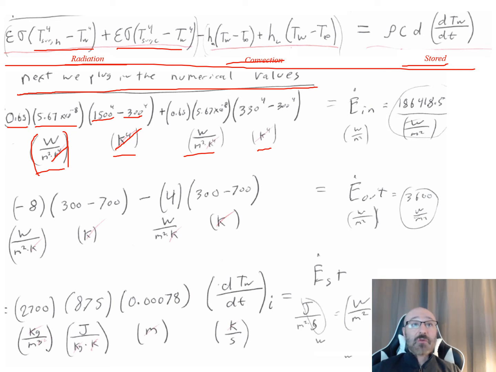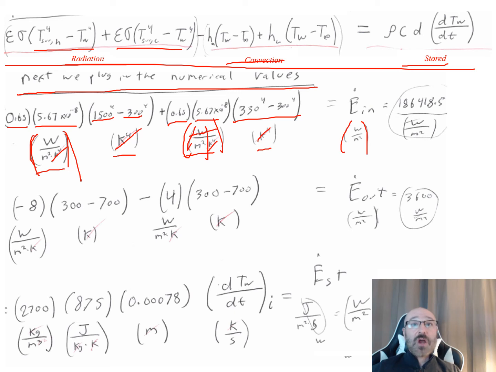Our epsilon is 0.65. Our sigma is 5.67 times 10 to the negative eighth, again in units of watts per meter squared times Kelvin to the fourth. This is multiplied by our temperature difference to the fourth of 330 K to the fourth minus 300 K to the fourth, which would give us a K to the fourth and a K to the fourth that cancel out. So we're left with watts per meter squared. Watts per meter squared added together is units of watts per meter squared.